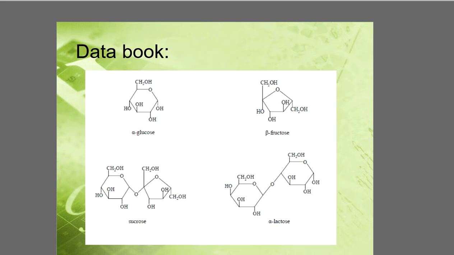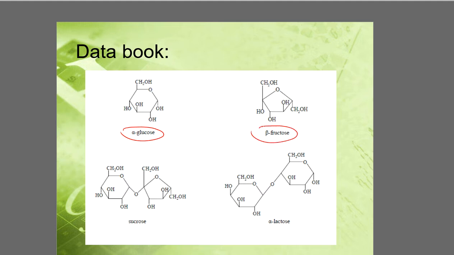Okay, so in the data book, I've had a look at the recent one, and I'll put this on OneNote for you as well. So we're not technically given every single structure, okay? You're given alpha glucose, which is good. You're given alpha glucose here, and you're given beta fructose, which is basically giving you everything.